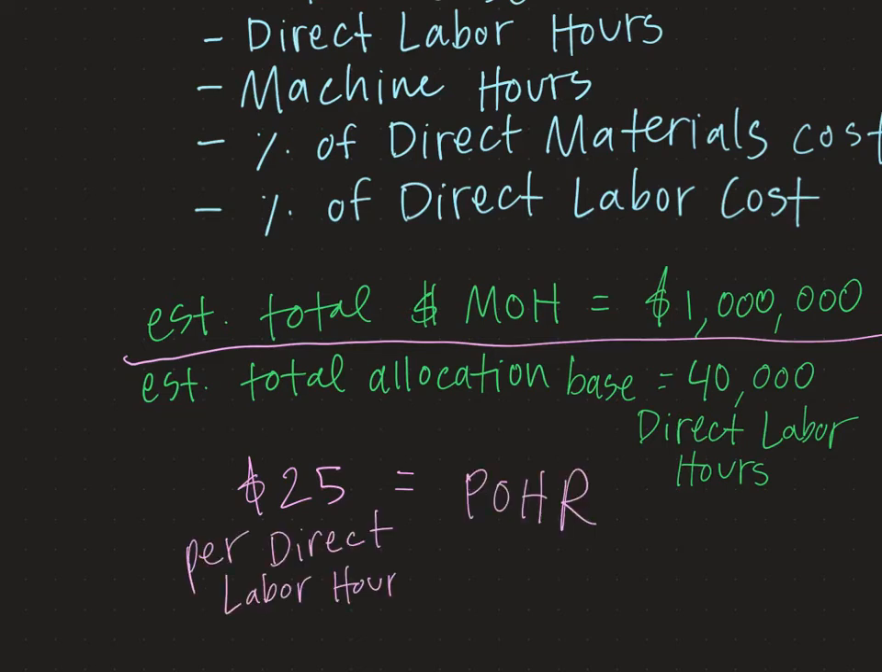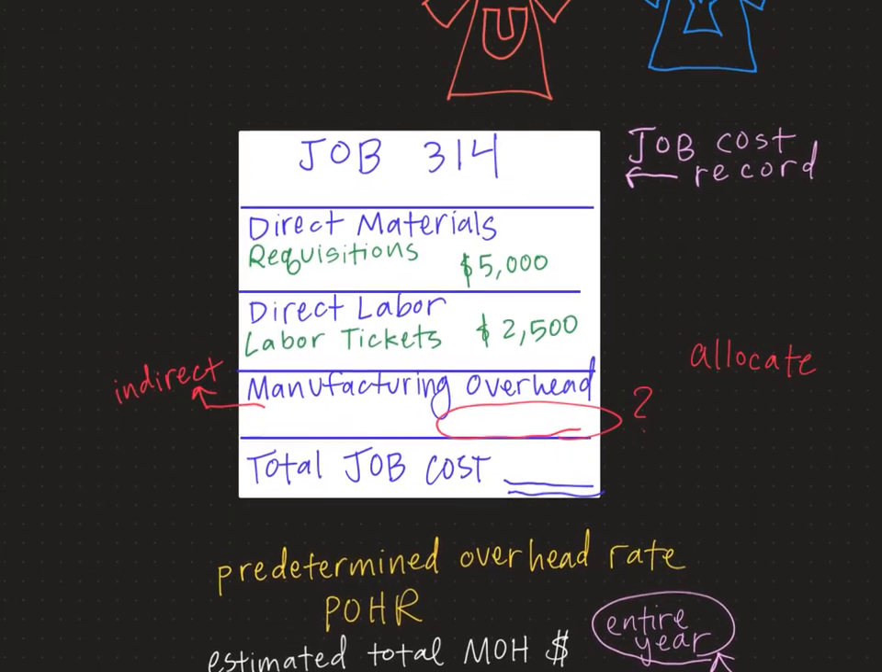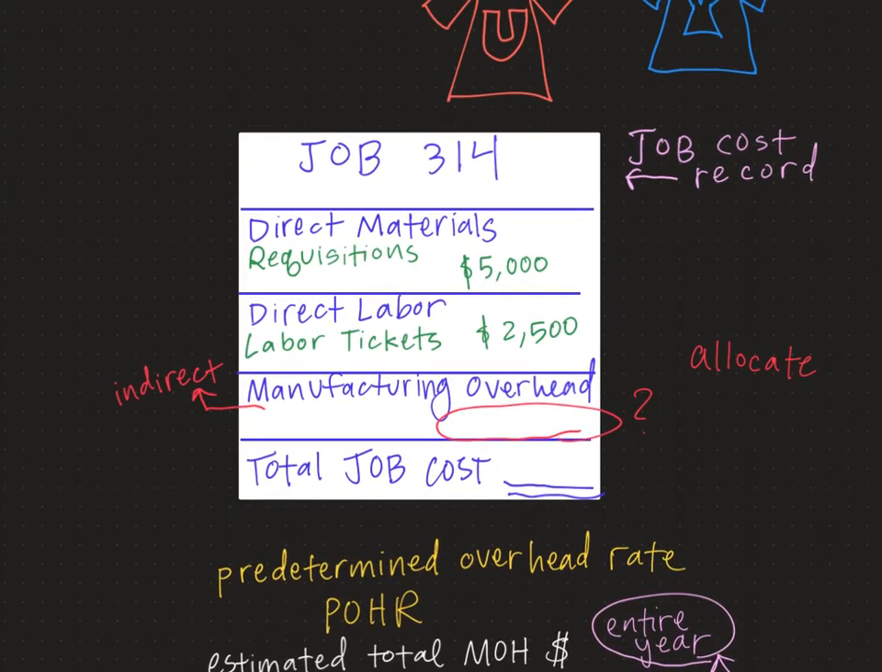Now that we have calculated our predetermined overhead rate, we can go up and actually use that to allocate overhead to our particular job. In order to do that, we need to know one thing about job 314. We need to know how much of the allocation base this job actually used. In this case, since our allocation base is direct labor hours, we need to know how many direct labor hours were consumed by this job. And for purposes of this example, let's say this job took 40 direct labor hours.